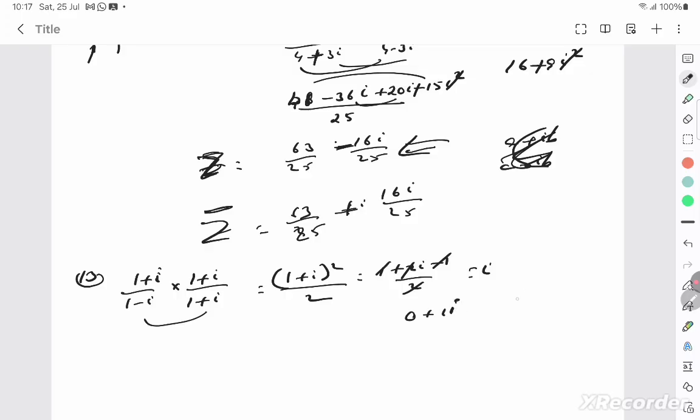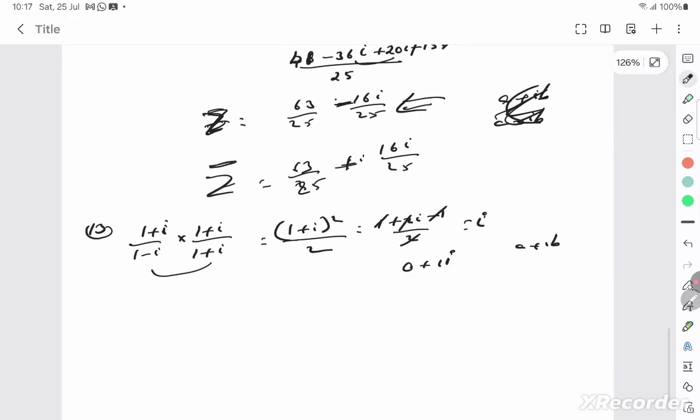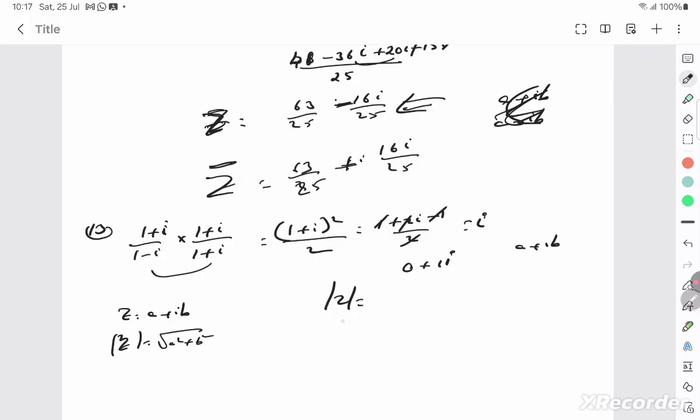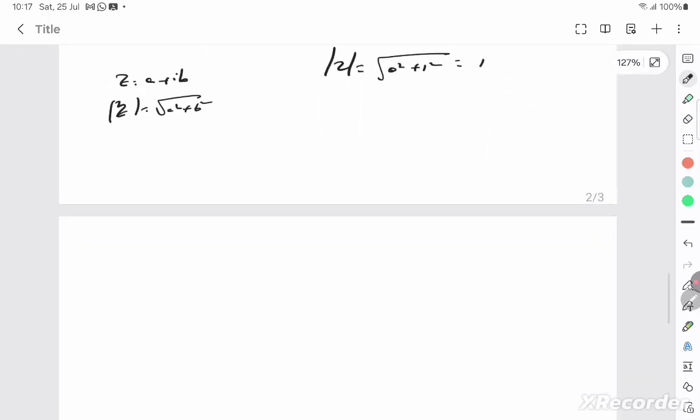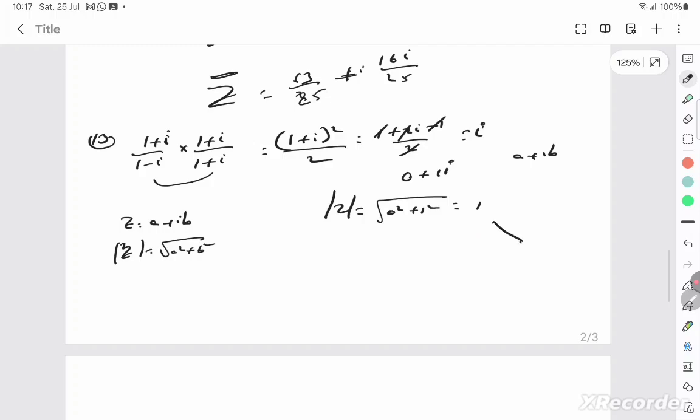Which means this is 0 plus 1i. The complex number should be of the form a plus ib, and i is 0 plus 1i. And they are asking me to find the modulus of the complex number. If the complex number is of the form a plus ib, the modulus is root of a square plus b square, which is 0 square plus 1 square, which is just 1. They're asking us to find just the modulus of the complex number.